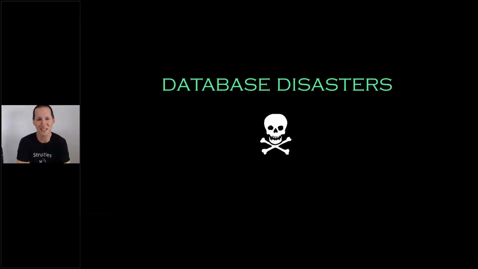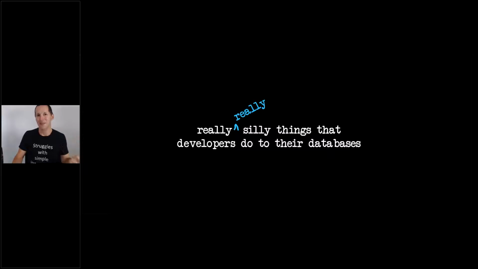So today's talk is pretty simple. Database disasters. Now, why would I talk about disasters? Well, probably a better title is perhaps this: really, really silly things that developers do to their databases. And don't get me wrong, I'm both developer and DBA. I could just as easily do a talk on really silly things that DBAs have done to their databases. But let's face it, we're ODTUG, we're the developer community, so I thought we'd focus on development mistakes today.